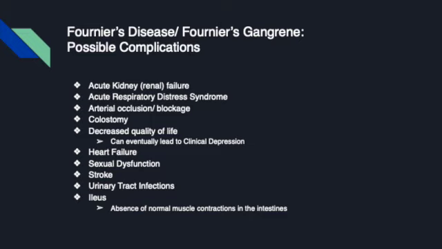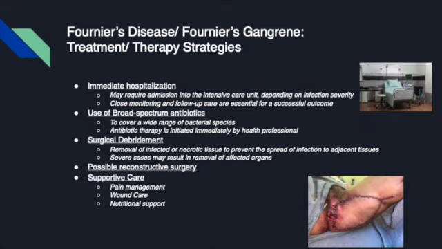Treatment for Fournier disease typically involves immediate hospitalization. Also, admission into the ICU, or the intensive care unit, may be required depending on the severity of the infection at hand. Also, in a hospital setting, close monitoring and follow-up care are essential for the successful outcome of Fournier disease treatment. Also, antibiotic therapy is an essential part of treatment for Fournier disease.